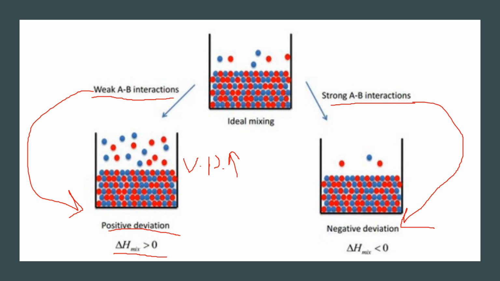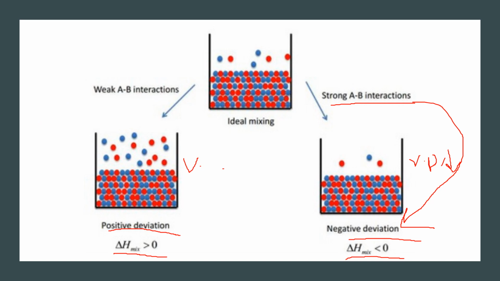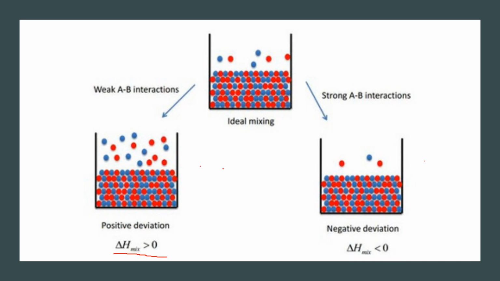Their formation of vapor gets reduced, and as their formation of vapor gets reduced, their vapor pressure also decreases, and as the vapor pressure decreases, they show negative deviation from Raoult's law, and delta H mixing is less than 0. Similarly, delta V mixing for such type of solution is also less than 0. So this is all about positive deviation and negative deviation.